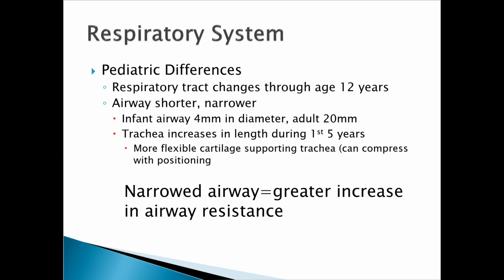A good way to measure it is based on the child's pinky, the end of their pinky. That is just a quick and dirty way to see how big their airway is. The trachea increases in length during the first 5 years of age. There is more flexible cartilage supporting the trachea, so basically it can compress with positioning, which is one of the reasons that when they intubate children, they typically don't inflate the cuff. They usually leave it uninflated. And a narrow airway equals a greater increase in airway resistance, obviously.